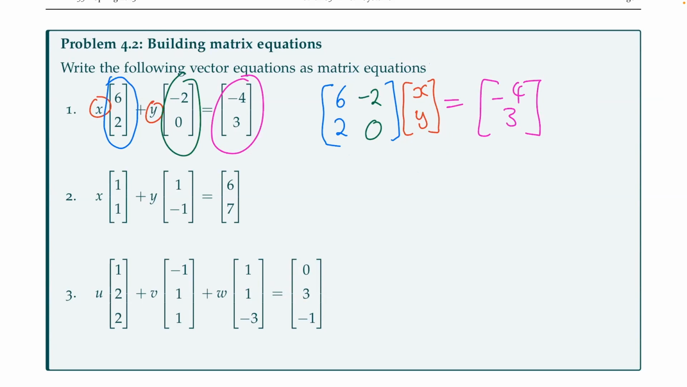So again, the order of these things doesn't matter. I could switch the order of everything here, put what's on the first row on the second row, as long as I'm consistent throughout. It's the same thing.